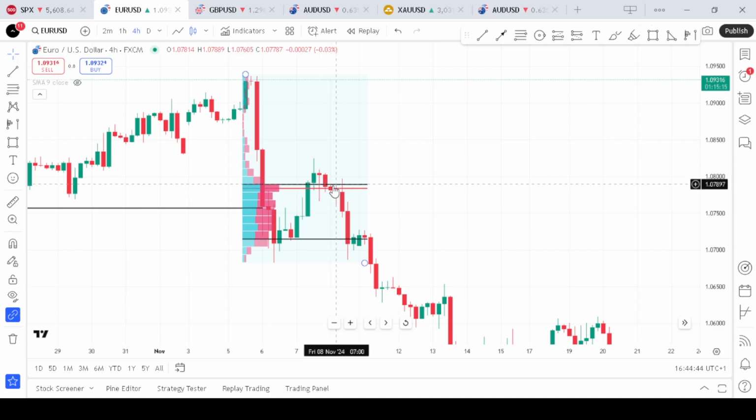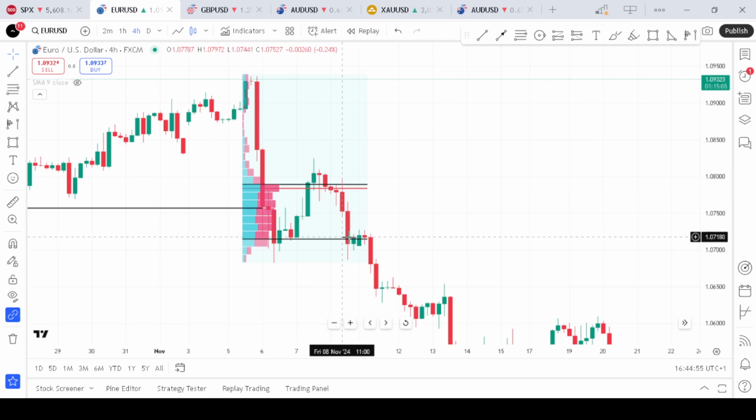So for example, if price pulls back to the value area high, this high here is the value area high, it can be a good entry point for a sell trade. Then if price pulls back to the value area low in a long position, it means that we can buy from this area. So this is the area we'll be looking for to enter our sell position.